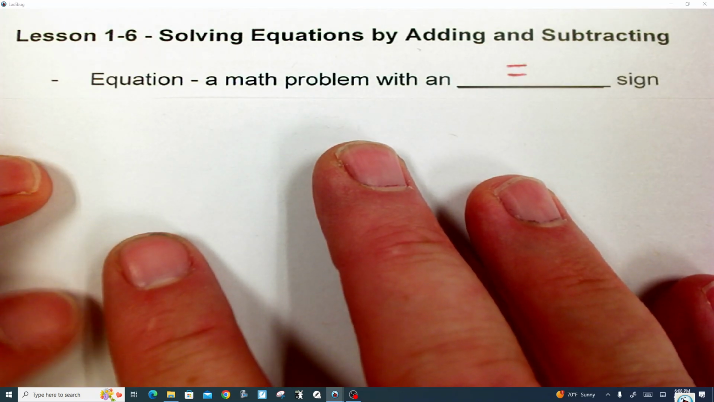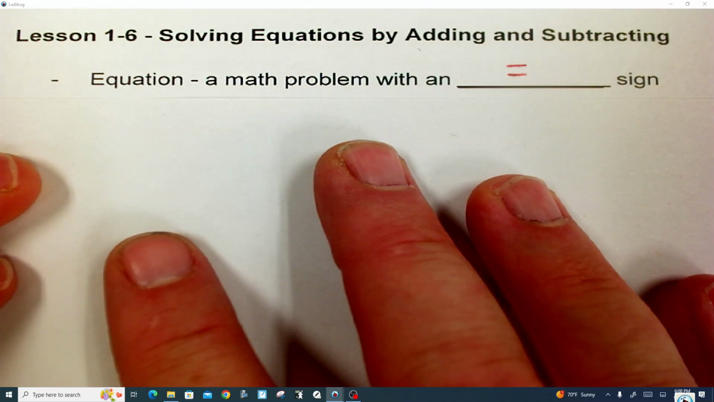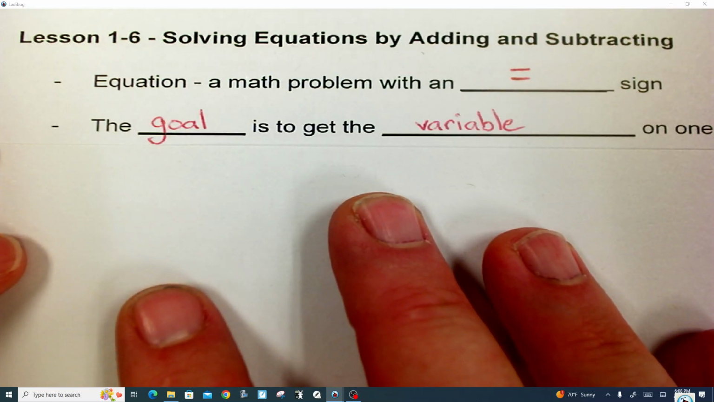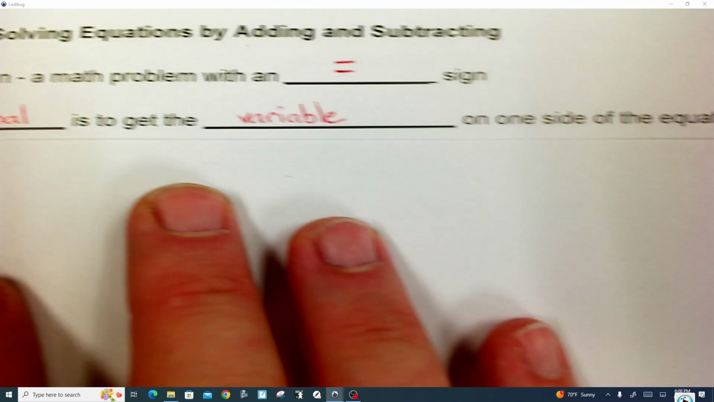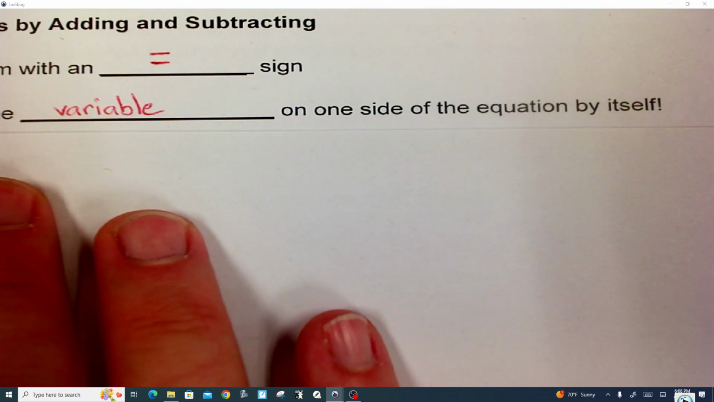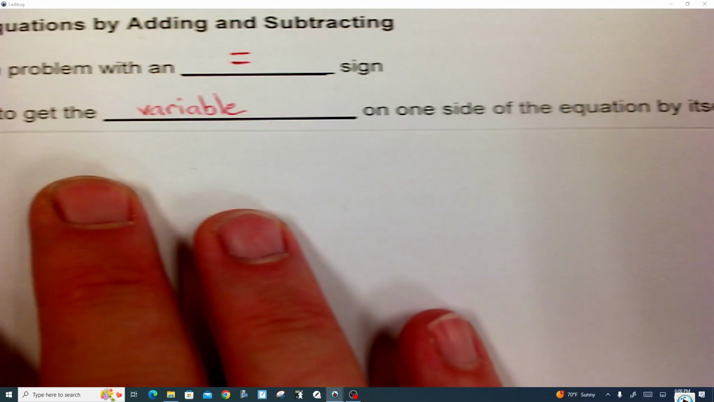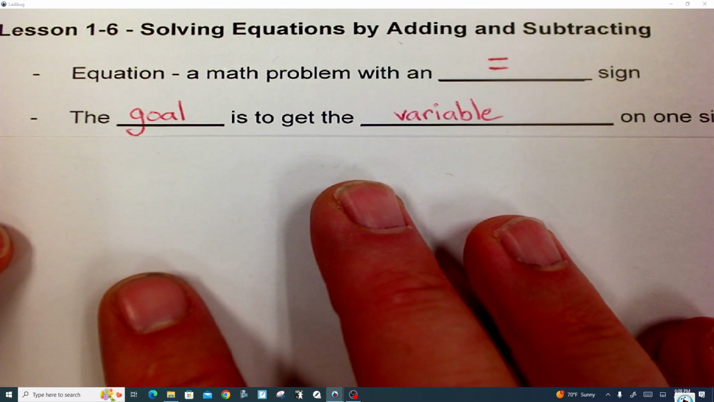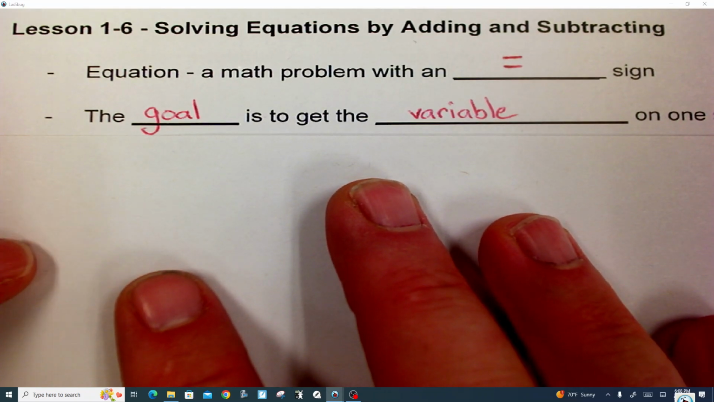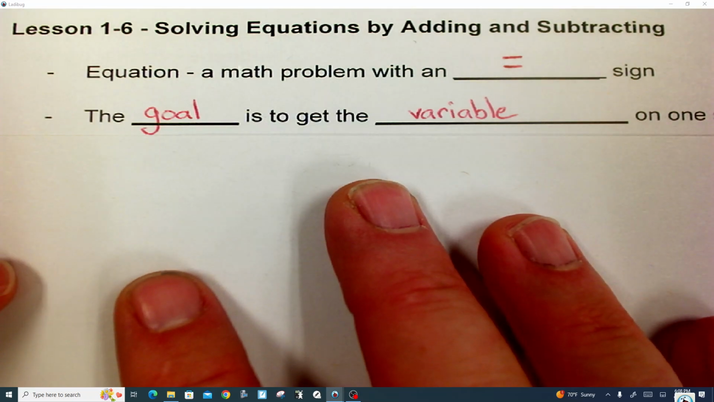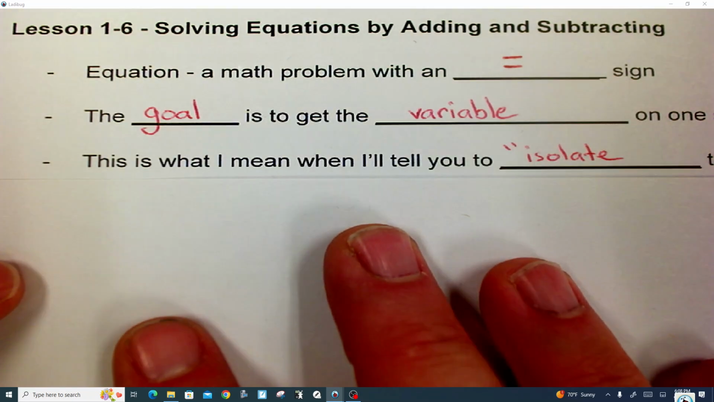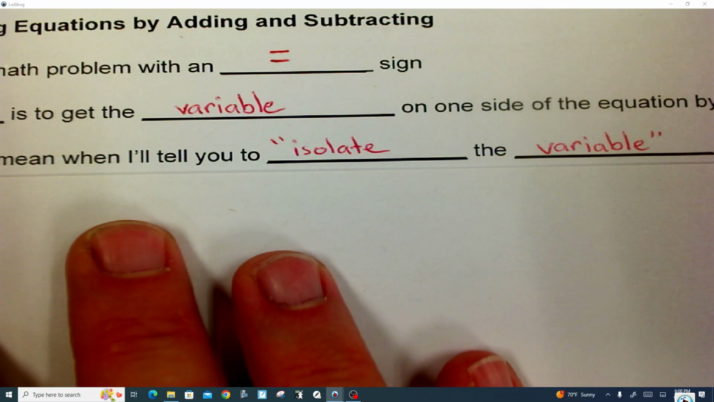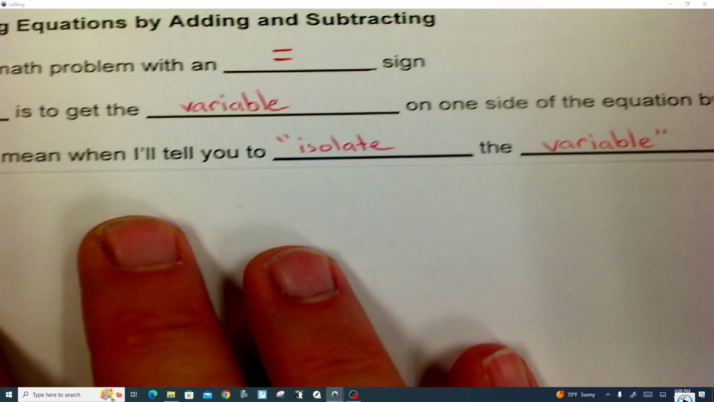Look, an equation is just a math problem with an equal sign in it. And the goal is to get that variable on one side of that equal sign by itself. That's the number one thing we're going to be looking at today. We're not looking at incredibly hard equations, just equations that have addition and subtraction in them. This is what I mean when I tell you to isolate the variable. That means we want to get that variable all by itself.